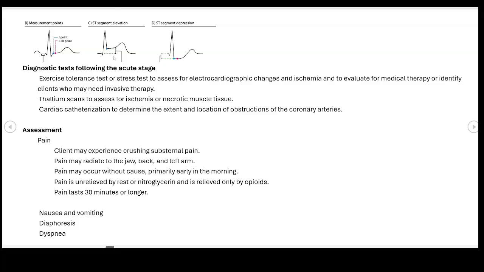So instead of it coming all the way down here, it goes up here, and that's what we call ST elevation. We also have depression. When the ST segment depresses, it goes all the way down there. So let's look at this.